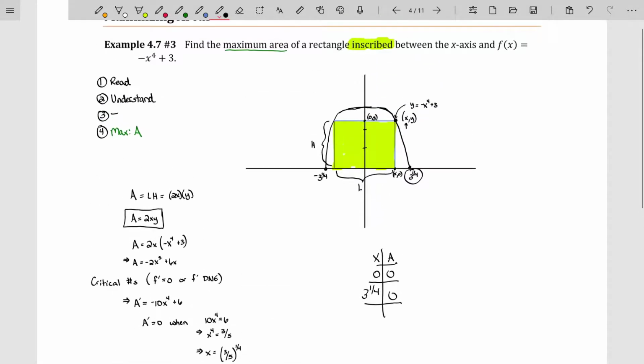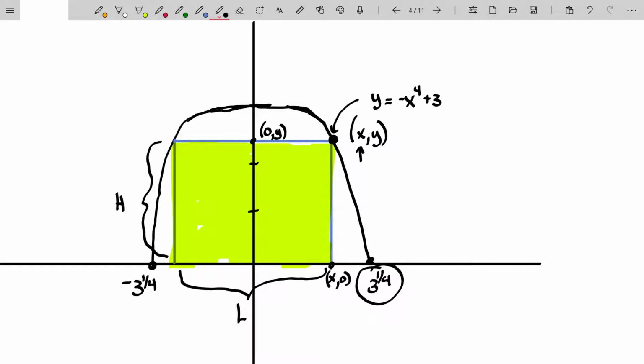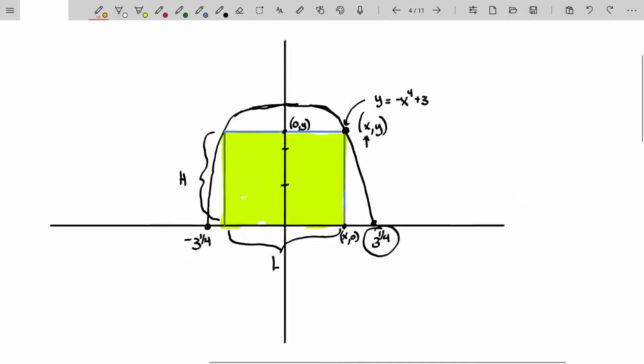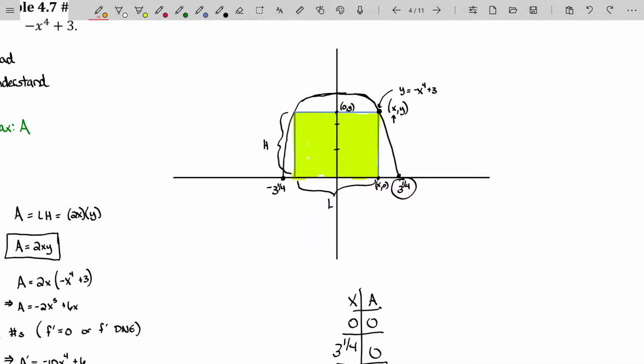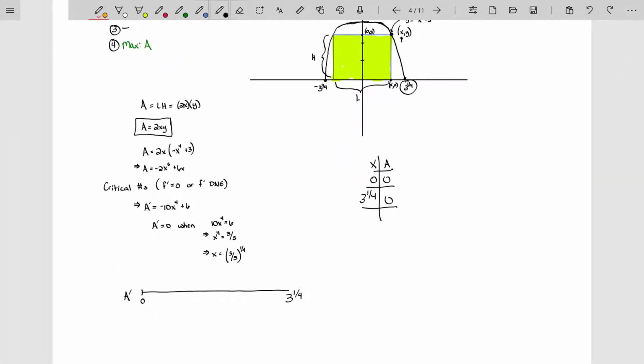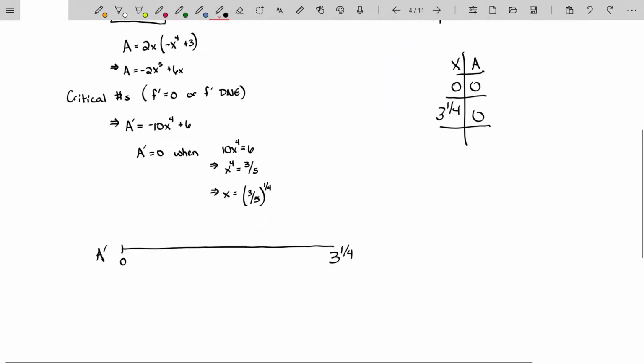And you can also visualize that if you created a rectangle inscribed within this region where the x value was 0, you would have a rectangle like this, which has 0 area. Also, if you wanted a rectangle where its right edge occurred at 3 to the 1/4 power, this would be your rectangle, and it would have 0 area as well. So our critical number is the only candidate we'll have for a maximum.